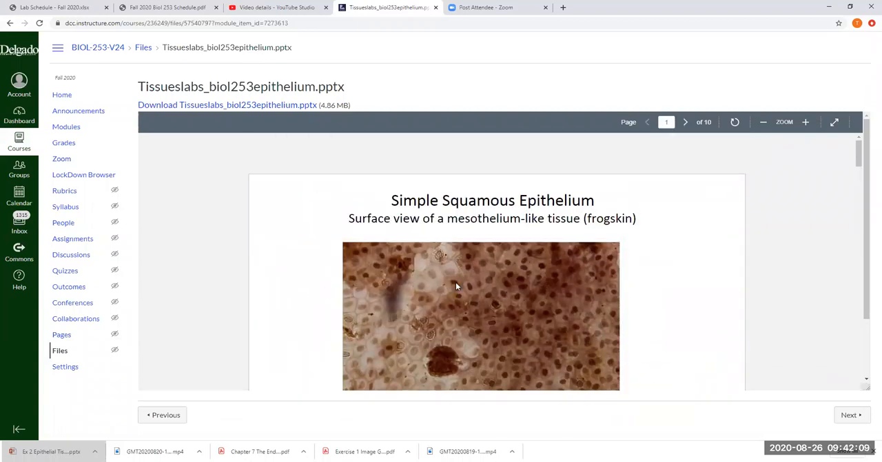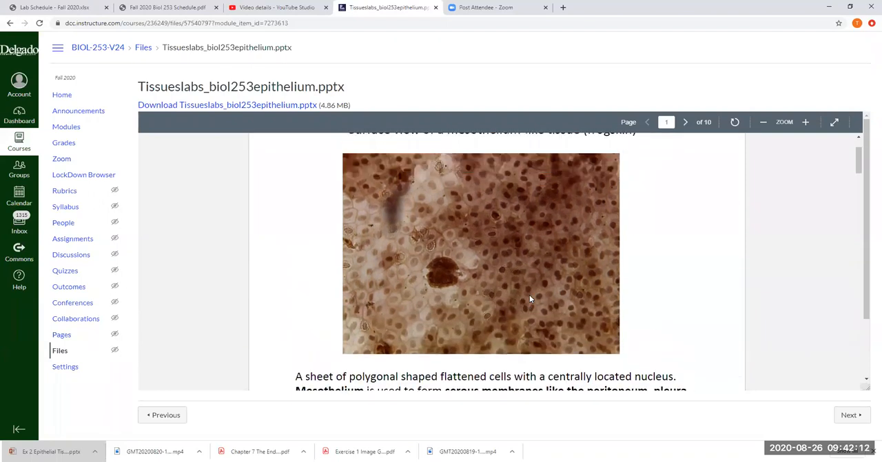But the real reason I wanted to show you this is to go over this. I didn't have a picture of this view of simple squamous epithelium in my other PowerPoint. If we look at the very top of a simple squamous epithelium, you can see that the cells are kind of broad, and at first glance, you might think, oh, that's a cuboidal cell. This is not a cuboidal cell. When you see these cells that kind of look like eggs cooking in a pan, that is a top view, superior view of a simple squamous epithelium.